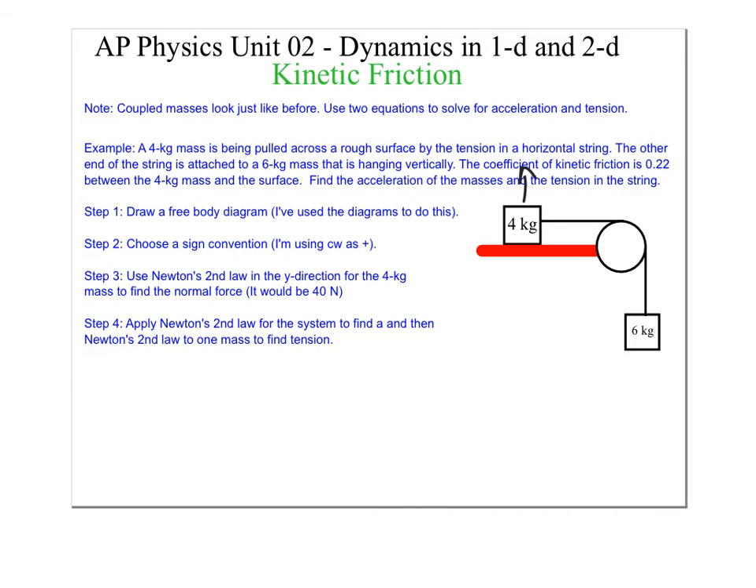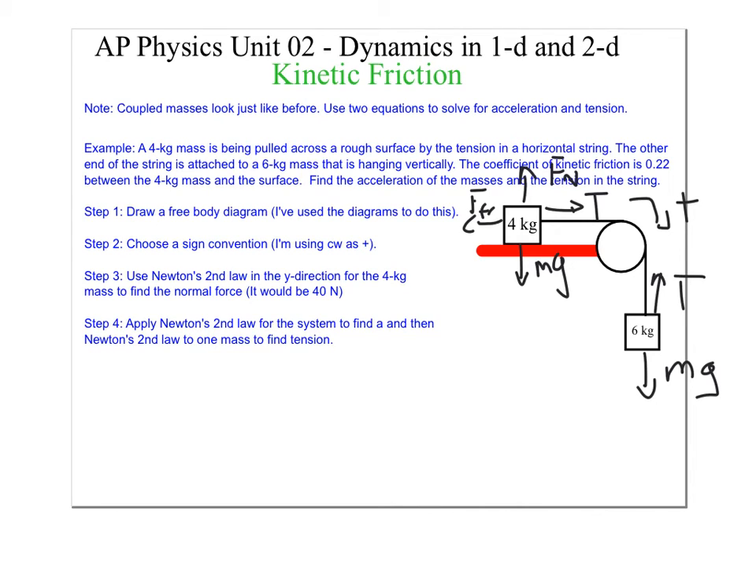But up here we've got the normal force, and below we've got the weight. Those two are going to be equal because this box is not accelerating up or down. We've got friction, and we've got tension here, and tension there. And the weight. So I got my free body diagrams done. Sign convention, I like to do it as counterclockwise being positive, just the way I like it.